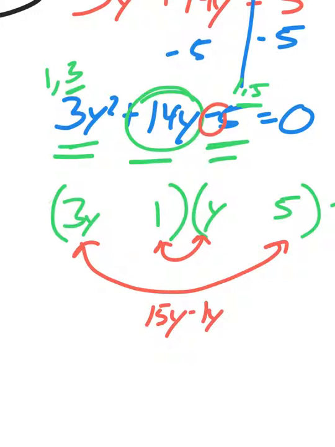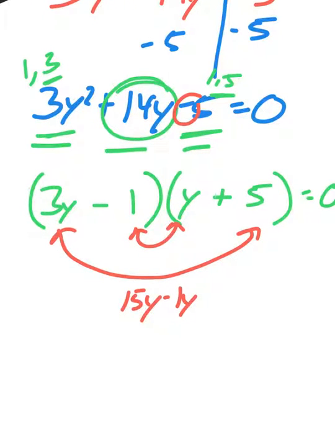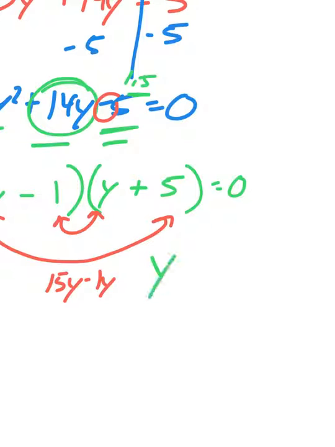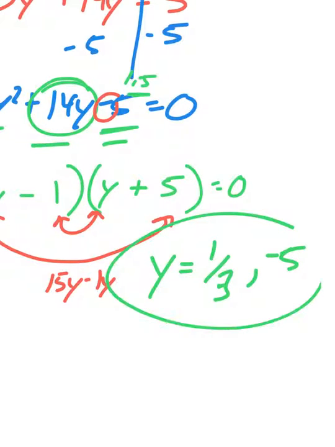Take a look at this. I've got minus 5 here, so I'll have one of each sign. This should be positive to get that positive 15y. This should be negative to get the negative 1y. And that is going to work for my factoring. So my solutions for this one: y equals 1/3 and y equals negative 5. There are my two solutions for that problem.